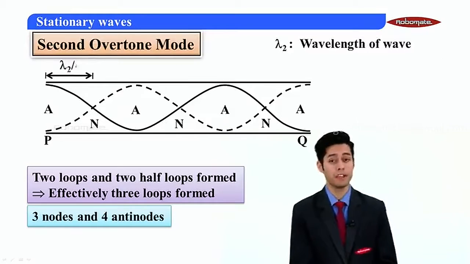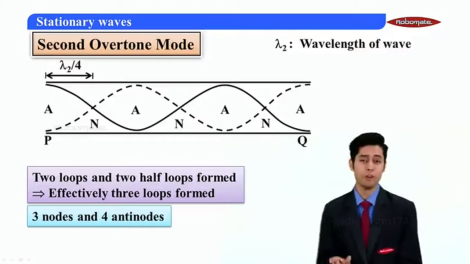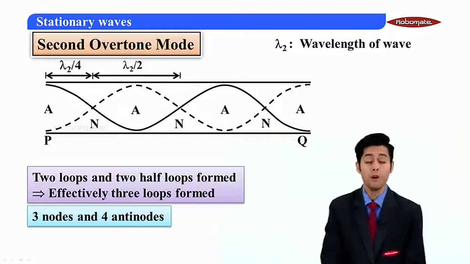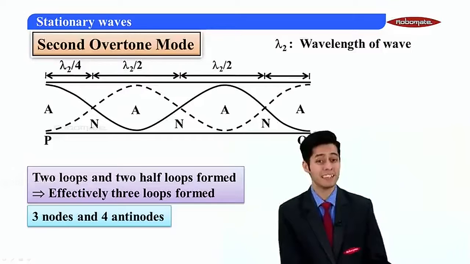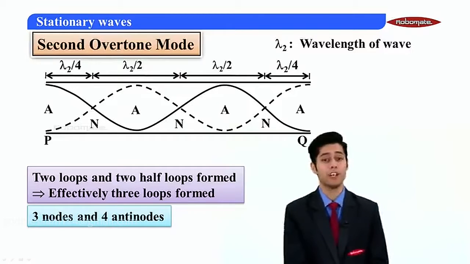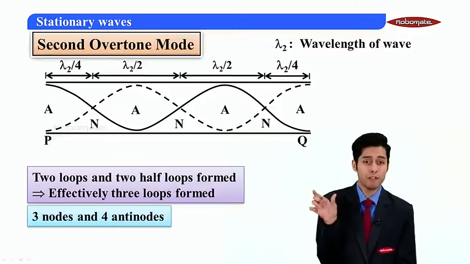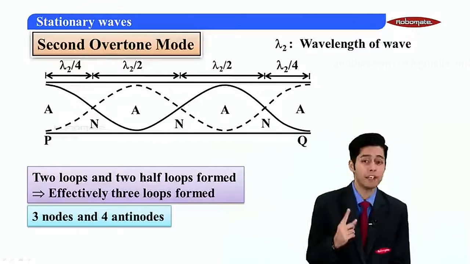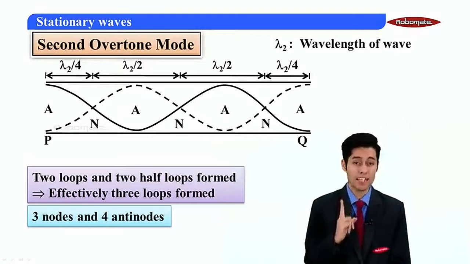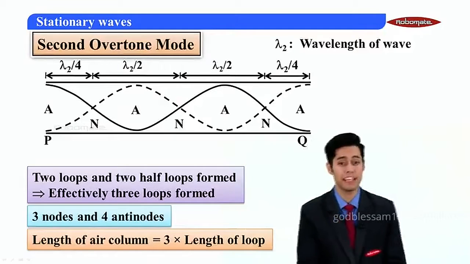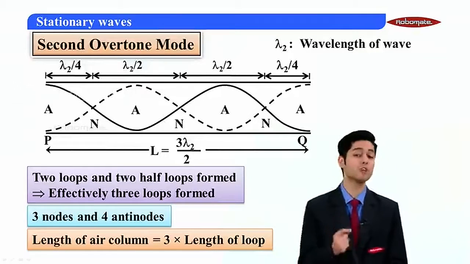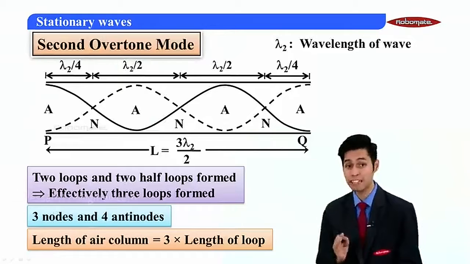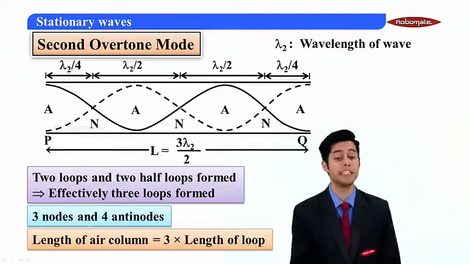Let lambda 2 be the wavelength of the wave. According to lambda 2 being the wavelength, the half loop will be lambda 2 by 4. The whole loop will be lambda 2 by 2. The next loop will again be lambda 2 by 2. The next half loop will be lambda 2 by 4. So the effective length of 1/4 plus 1/4 will give me half. Now half is being added not one time but three times. So the length will be thrice the length of the loop. So L will be 3 times lambda 2 by 2. Now we need to remember this to make sure that we complete the derivation.